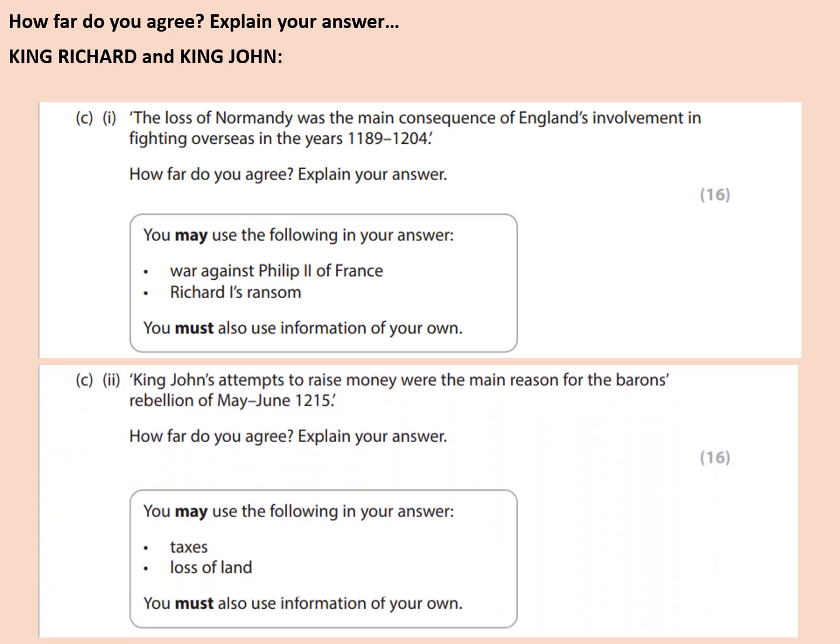Or this one. King John's attempts to raise money were the main reason for the Barons' Rebellion of May to June 1215. Your stimulus points are taxes and the loss of land. You can pause the video here, have a go at those questions, or at the very least decide which of those two you would choose.